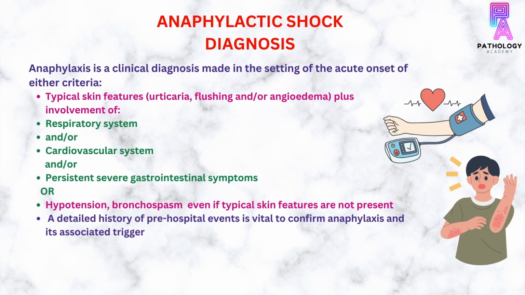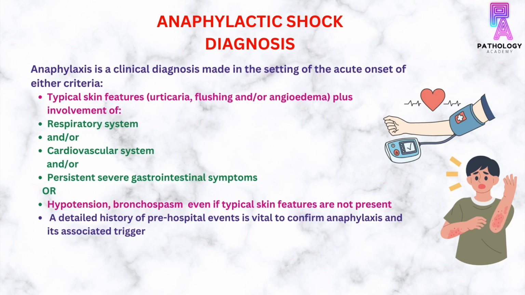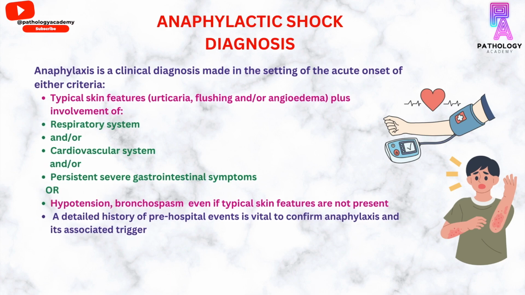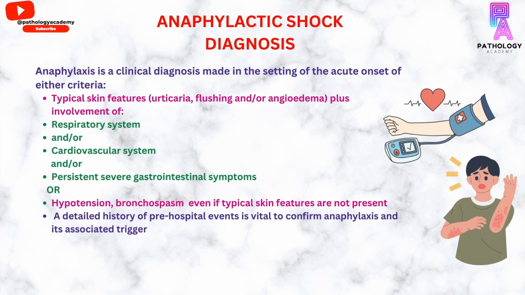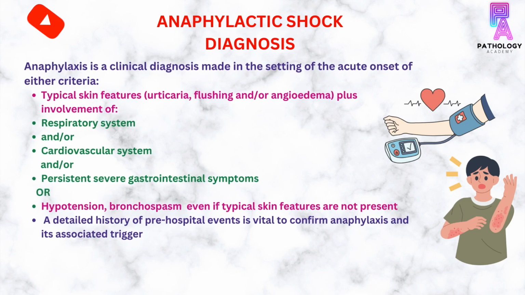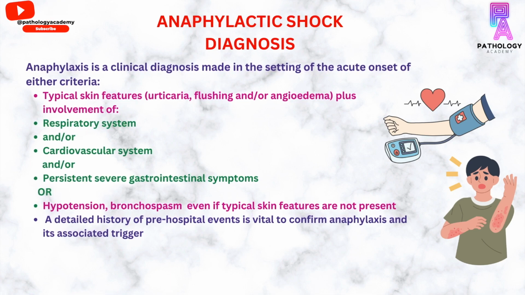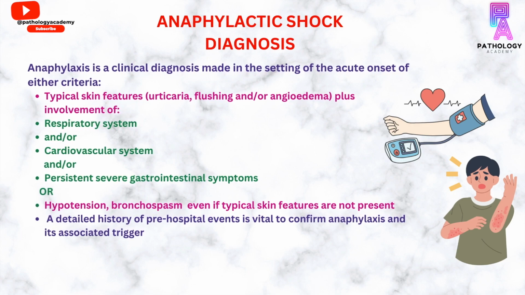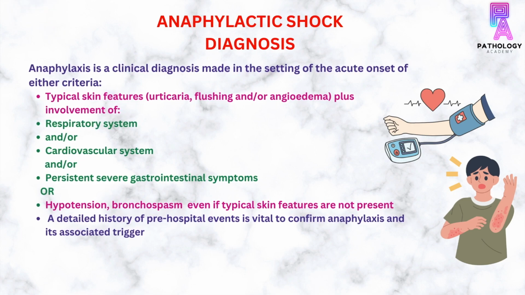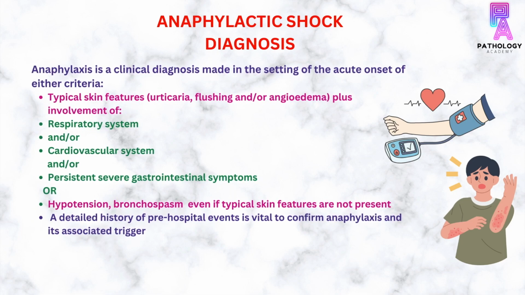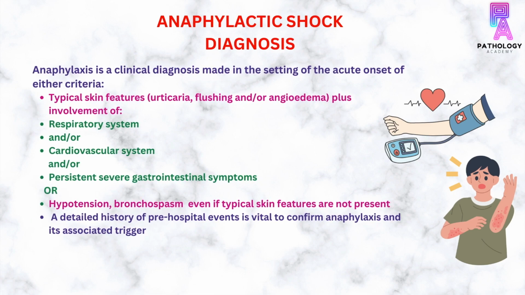The diagnosis of anaphylactic shock is a clinical diagnosis and is made in the setting of acute onset of criteria like typical skin features, for example, urticaria, flushing, or angioedema, plus involvement of respiratory system or cardiovascular system, or patients having persistent severe gastrointestinal symptoms. Also, the patient can present with hypotension, bronchospasm, even if typical skin features are not present. So, a detailed history of pre-hospital events is vital to confirm anaphylaxis and its associated trigger.